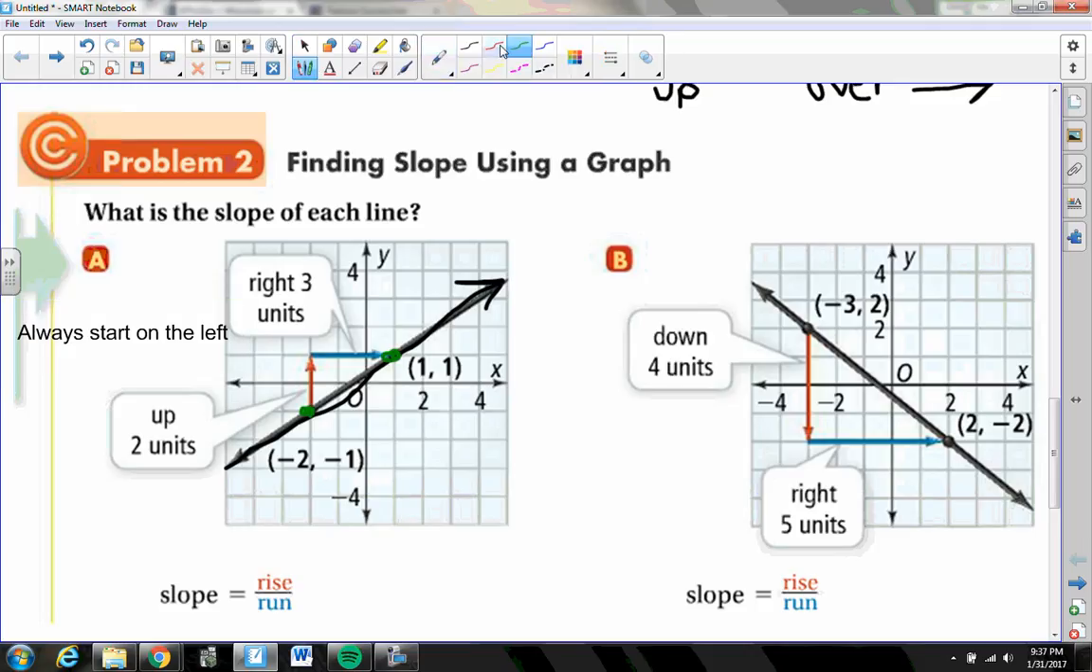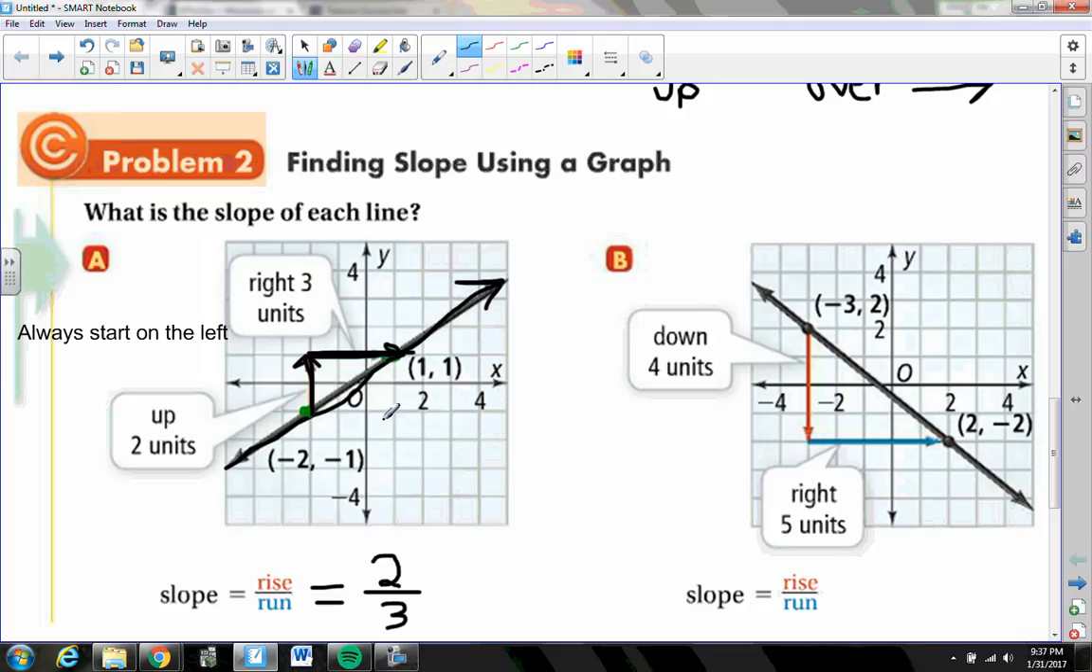If we start on the left side, to go from this point up to this point is going to take me going up 2 squares and going over 3 squares. So the slope, remember, is equal to the rise over the run as a fraction. The rise in this case is 2. The run in this case is 3, because I had to go over 3 to go up 2, to go from this point to this point.